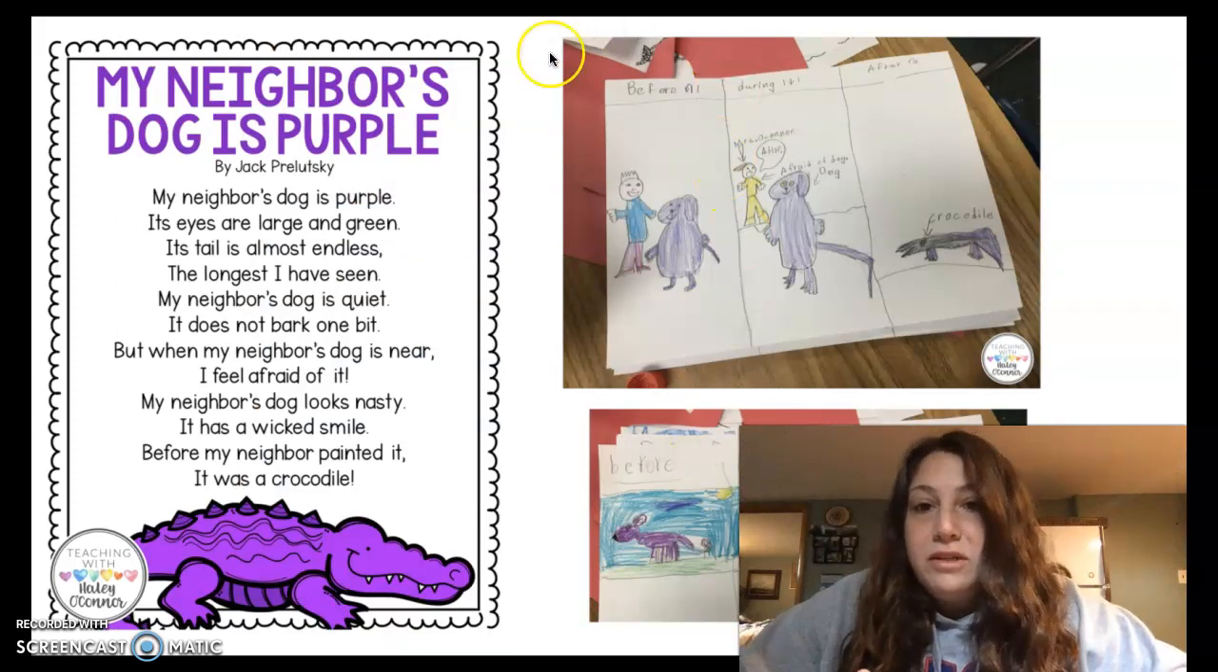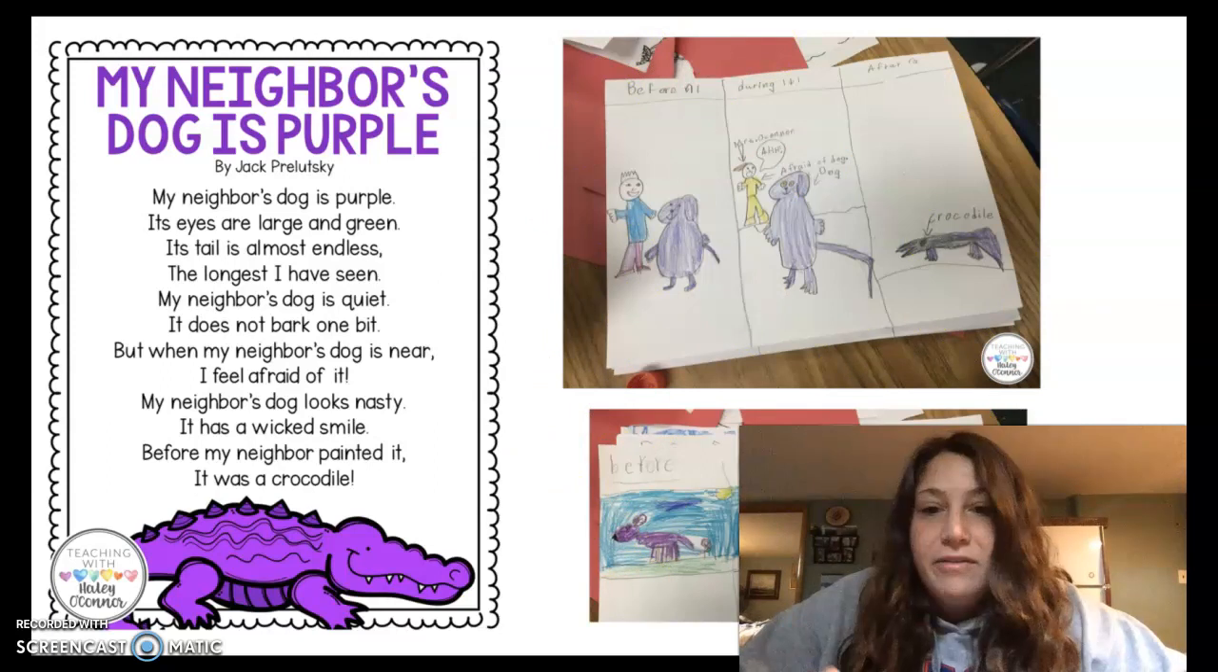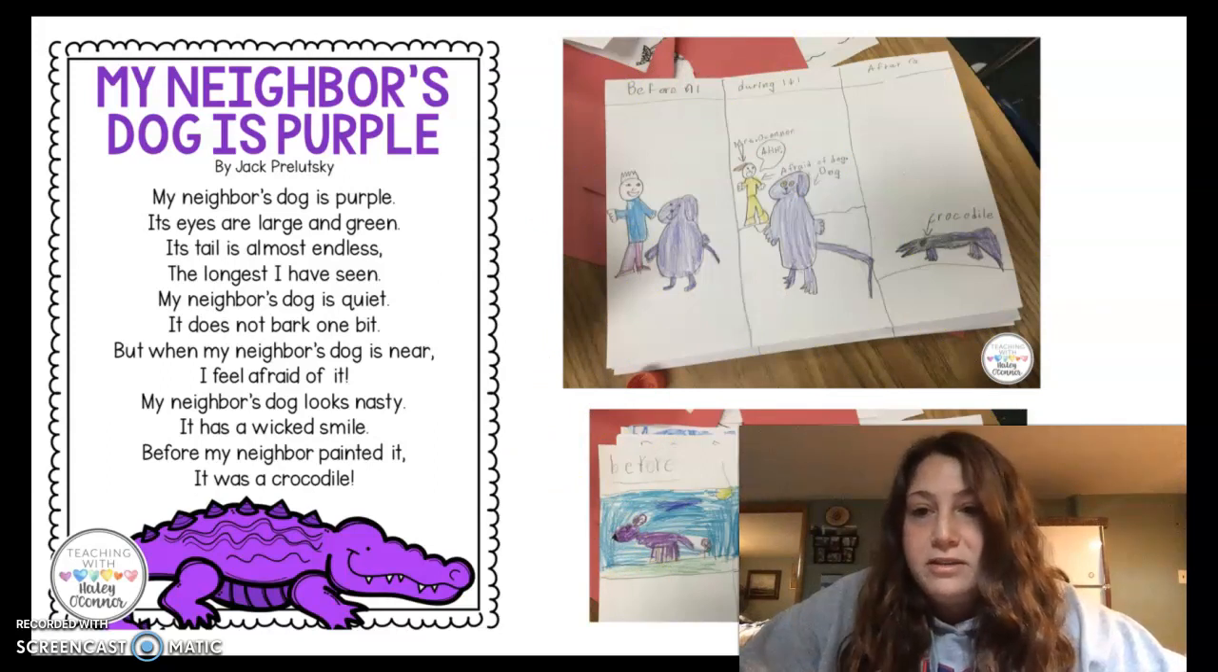So here are some student examples of how it would look. This would probably be a first grade to kindergarten classroom. So here's one, here's another, and then it just gives them an idea of how they would draw and what it would look like as they read their story.